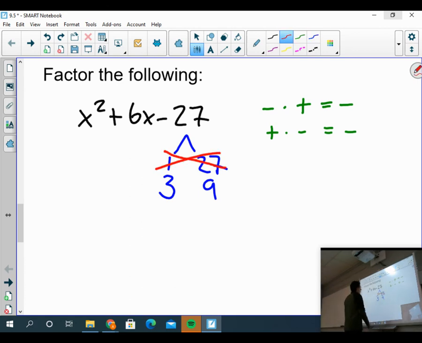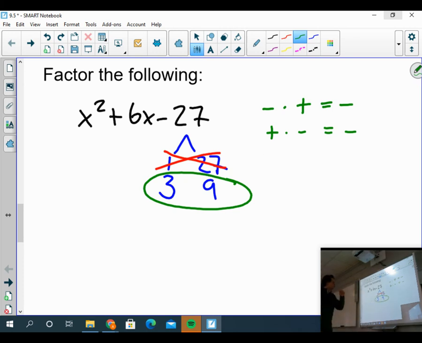Well, hopefully you rule out 1 and 27. No matter what combination you look at, it's not going to give you the number 6. But 9 and 3 will. We just need to think very carefully about it. Here's why. I need to get positive 6, so I need the 9 to be positive and the 3 to be negative. If I had gone the other way and made the 3 positive and the 9 negative, that's going to give me negative 6, which isn't what I want. I want positive 6. So I need to do positive 9 and negative 3.